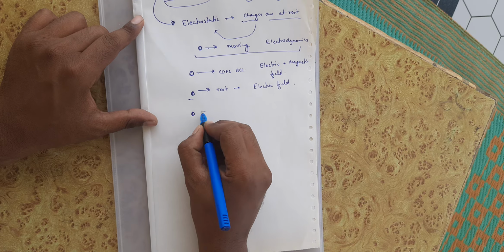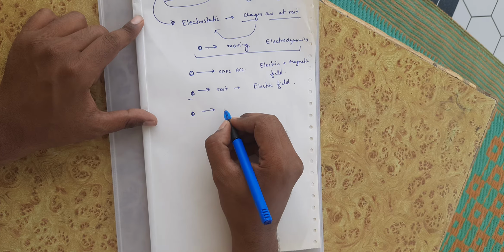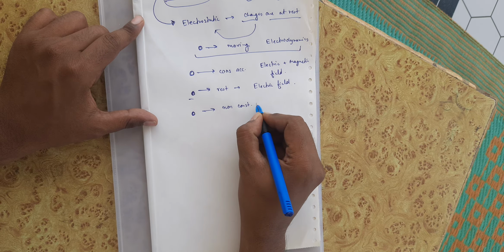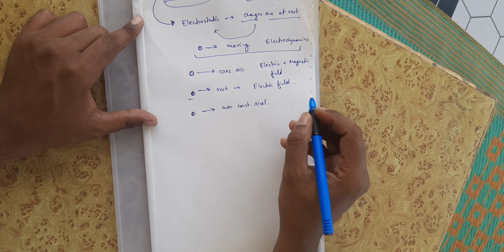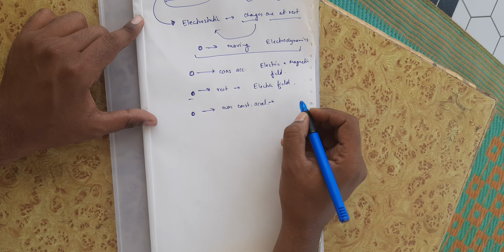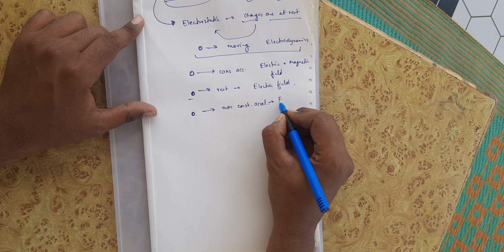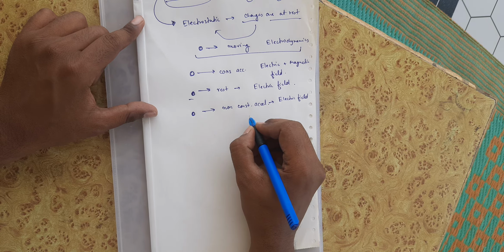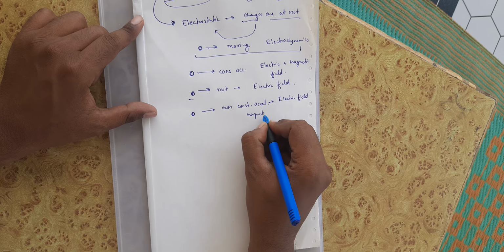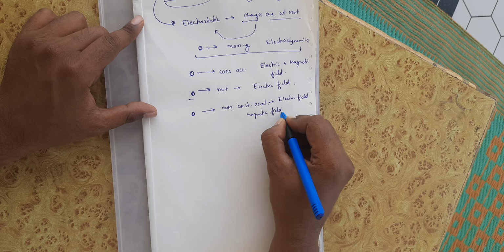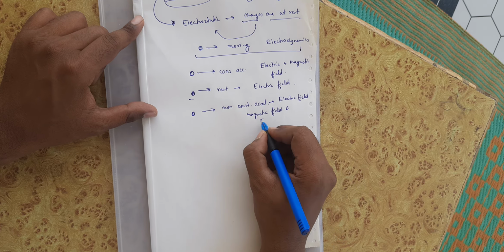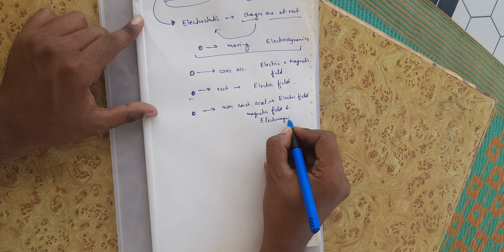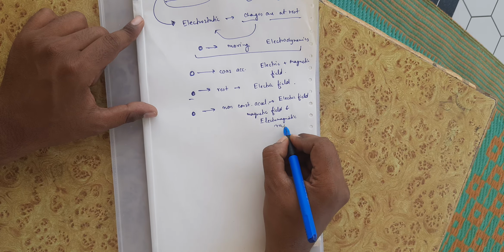And if the charge is moving with non-constant velocity, acceleration, then three types of effects can be seen, which are electric field, magnetic field, and electromagnetic radiation.